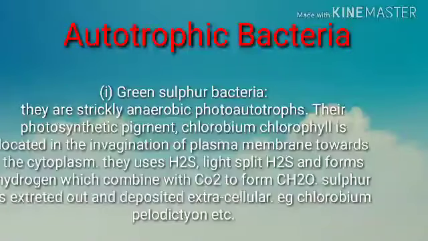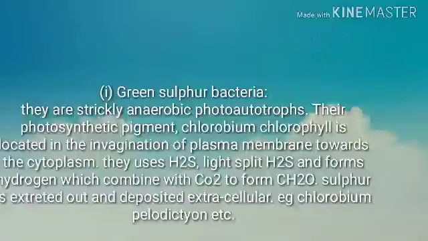Autotrophic bacteria include green sulphur bacteria. They are strictly anaerobic photoautotrophs. Their photosynthetic pigment, chlorobium chlorophyll, is located in the invagination of the plasma membrane towards the cytoplasm. They use hydrogen sulfide. Light splits this hydrogen sulfide and forms hydrogen, which combines with carbon dioxide to form formaldehyde. Sulfur is extracted out and deposited extracellularly. An example of these green sulfur bacteria is Chlorobium.